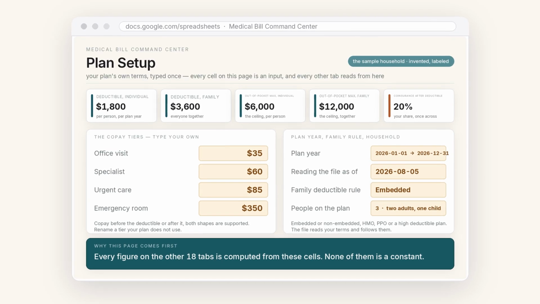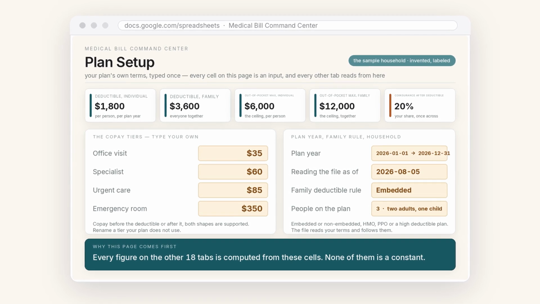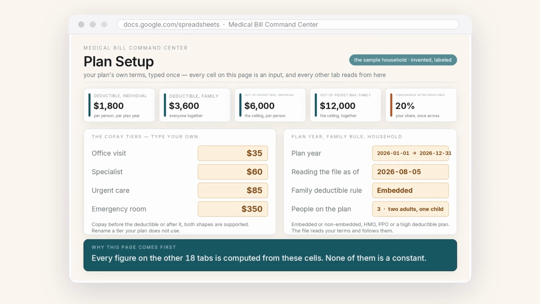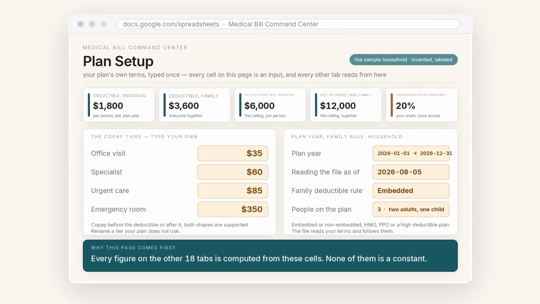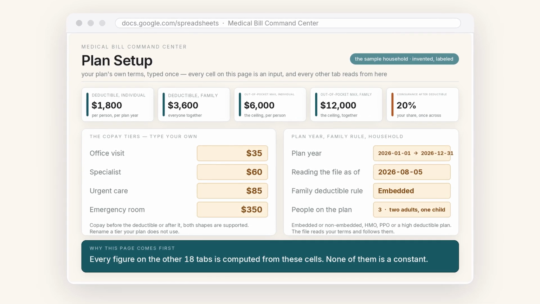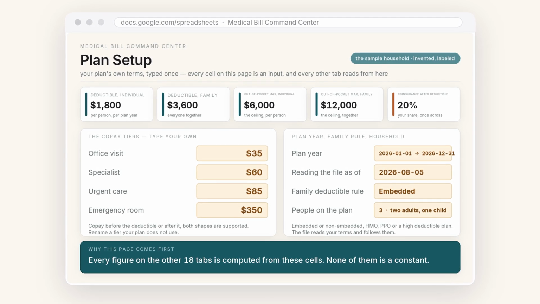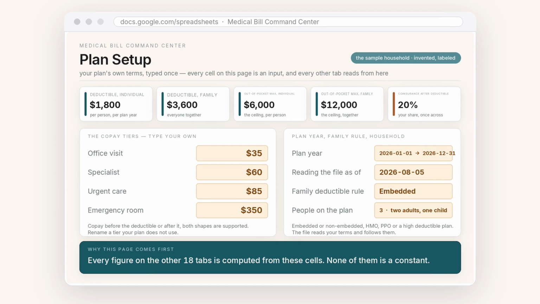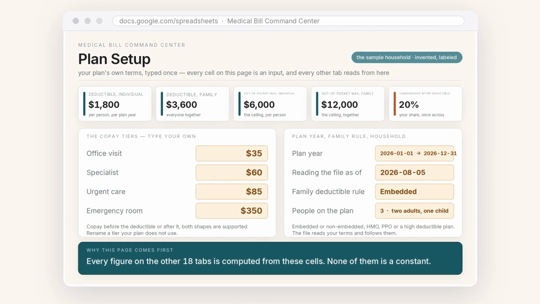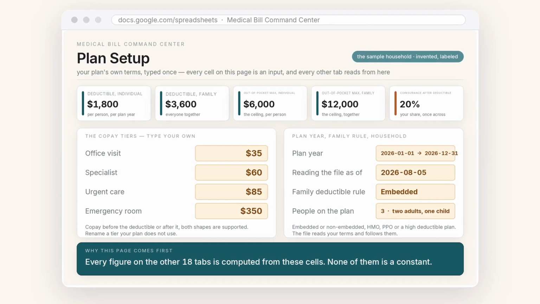Everything downstream reads from one page. On plan setup, you type your own terms once. In the sample, deductibles of $1,800 individual and $3,600 family. Out-of-pocket maximums of $6,000 and $12,000. Coinsurance of 20% once the deductible is met, and every copay tier, from the office visit at $35 to an emergency room visit at $350. Every one of those is an input cell, never a constant.